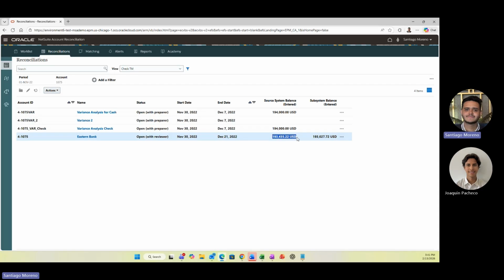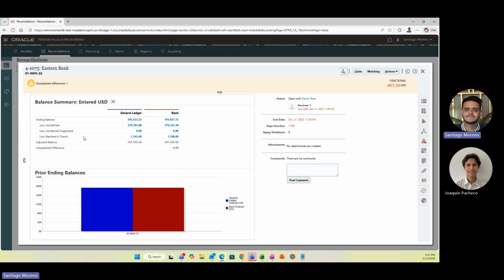So the first thing that you will notice is that I have an ending balance on my left side, and I also have a balance on my right side. I can click on my reconciliation and you can see that the layout changed slightly because I have two different data sources. When we deal with a balance comparison, the idea is that at the end of the exercise, the adjusted source system balance is going to be the same as the adjusted subsystem balance. So this needs to be the same as this, so we don't have any pending unexplained differences.